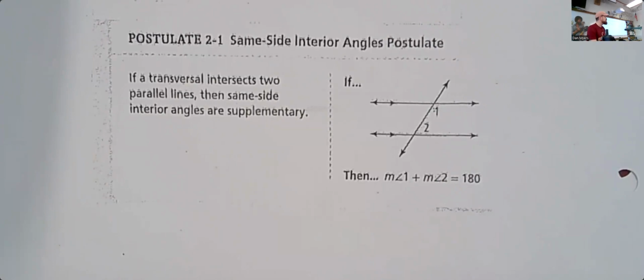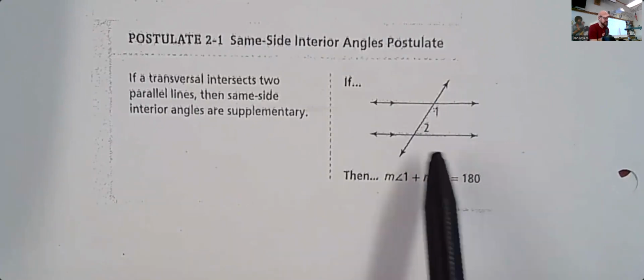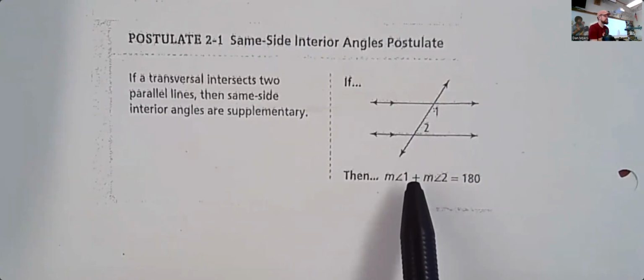So you can either use same side interior angles to say that angles are supplementary, or you can use linear pair to say they're supplementary. Or you could use corresponding, alternate exterior, alternate interior, or vertical angles to say that they're congruent. So that's what we got going on today. Same side interior angles are supplementary as long as the two lines that the transversal cuts through are parallel. That's what we got. So let's keep going.